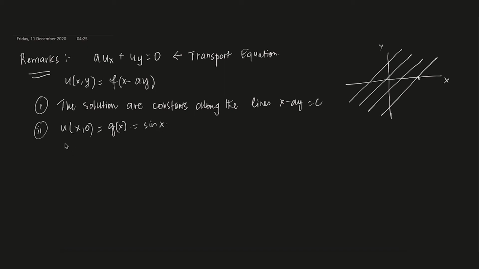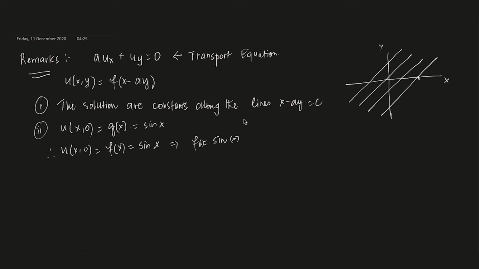Now if that is given to you, what can we say? We can say that u of x0 is f of x, which is given by sine x. That's the initial condition given to us. So that will imply f should be sine, f is the sine function, f of x is sine x. That's what it is giving.